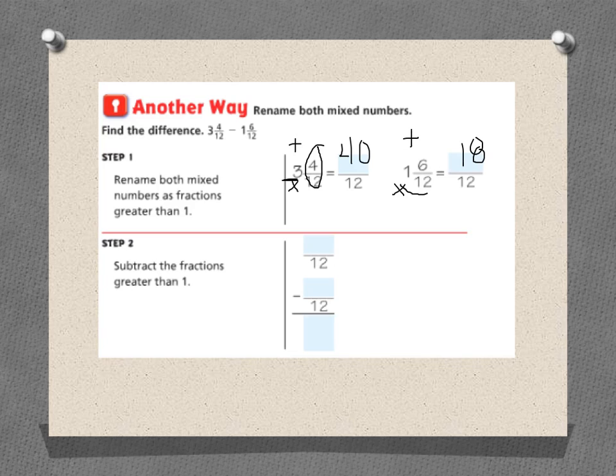So now I have my 40/12 minus my 18/12. And we can go ahead and subtract. And you will have 22/12. And if you want to turn it back into a mixed number, you can. You know that this would also be 1 and 10/12.